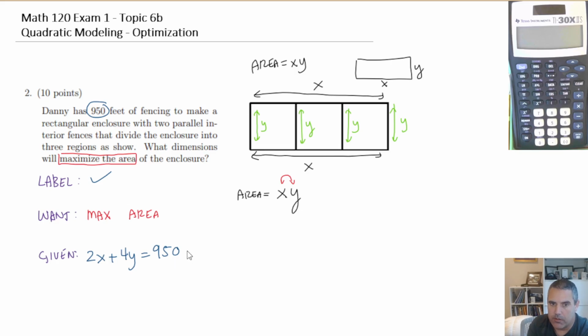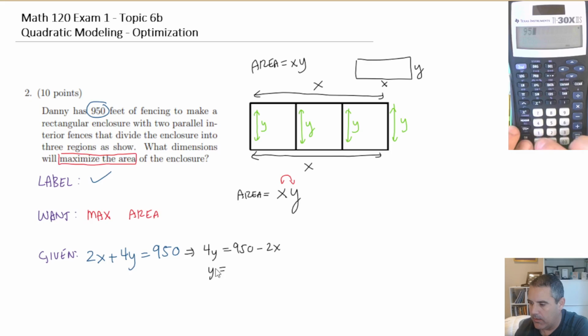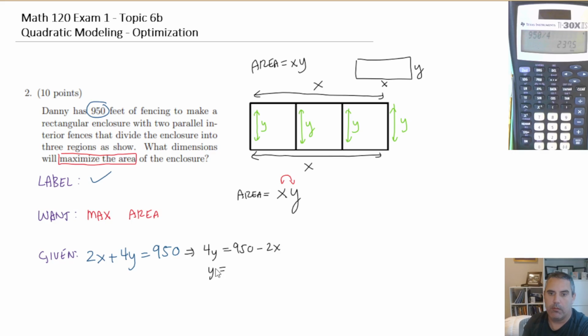So here's how we finish. We solve for one of the variables, it doesn't matter which one. We divide by 4, so 950 over 4 is 237.5, minus a half X, because of 2 divided by 4. We take that and say that's the relationship.